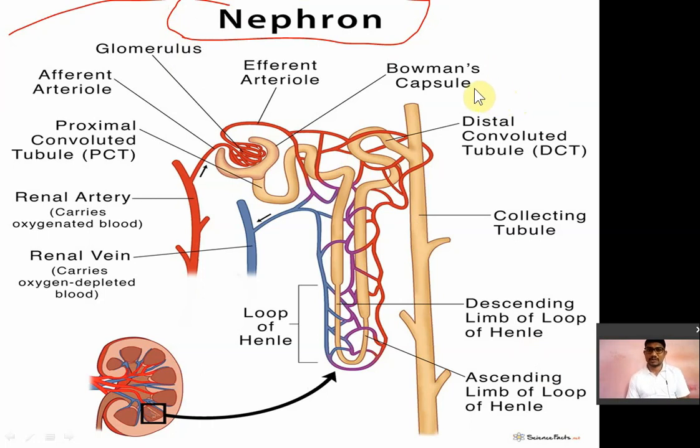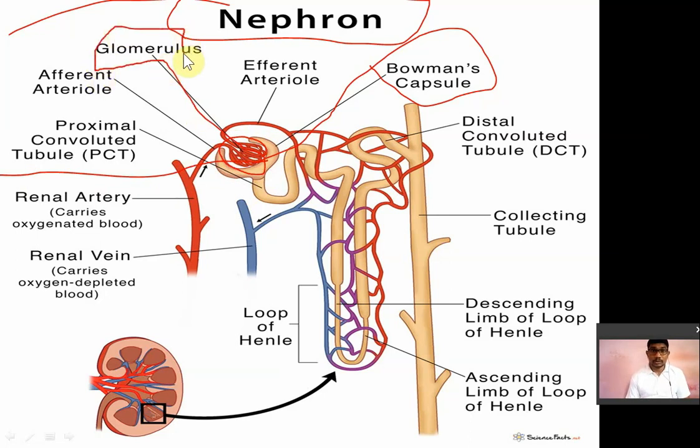I will explain. First remember, this nephron is closed, blinded at one end. The closed or blunted end of this nephron is known as the Bowman's capsule, in which there is a capillary network, a network of blood vessels. The capillary network present in the Bowman's capsule is known as the glomerulus.